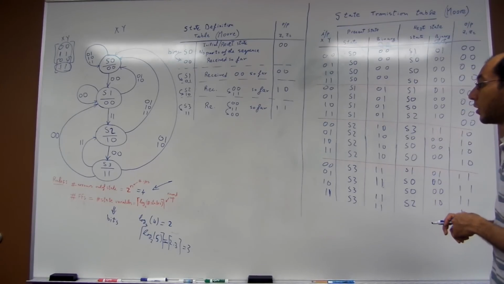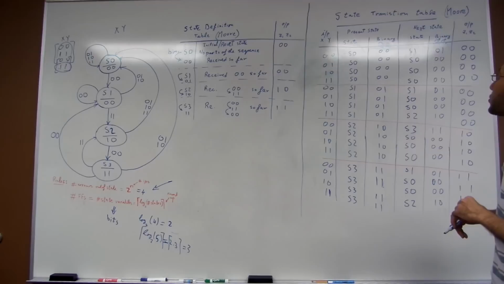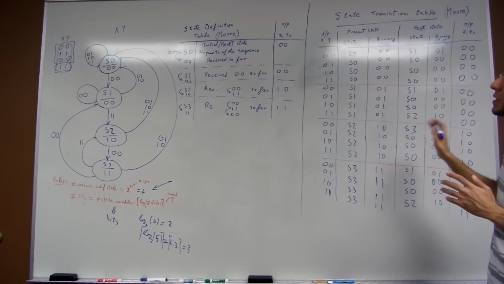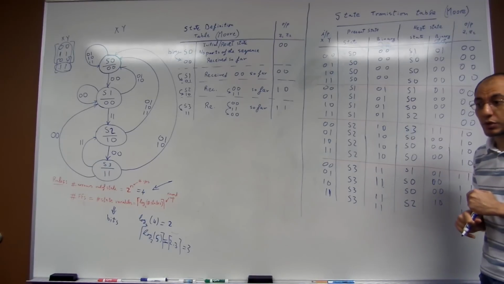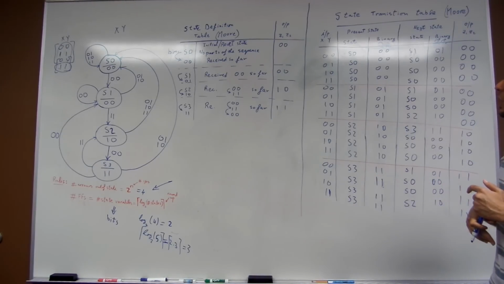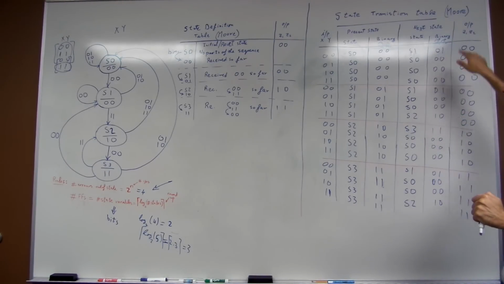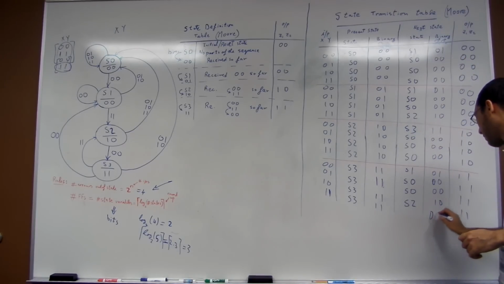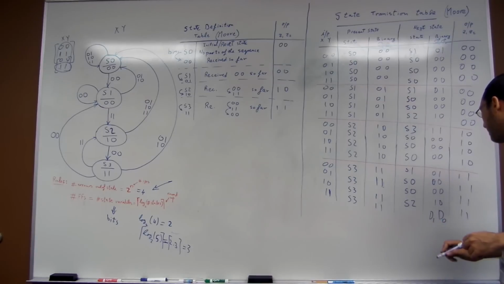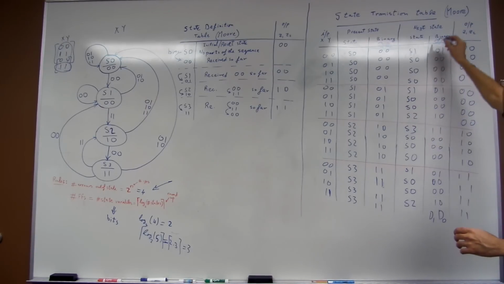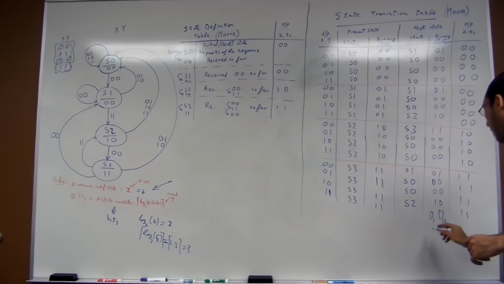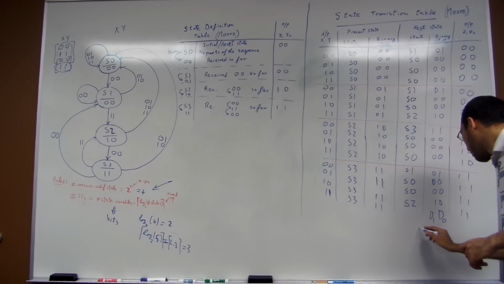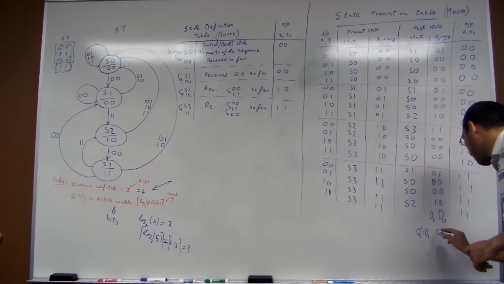At the moment, I'm going to implement this machine using D flip-flops, because it's much easier to understand, and that's why I do not need to append columns here. These become the D values. This is D1 and this is D0. This column becomes D1 and this column becomes D0. Why? Because Q1 plus equals D1 and Q0 plus is equal to D0.